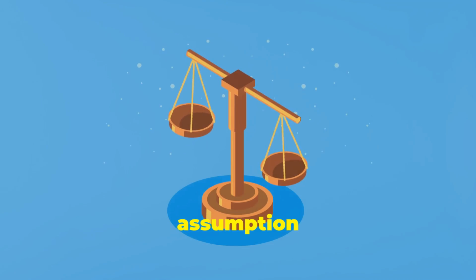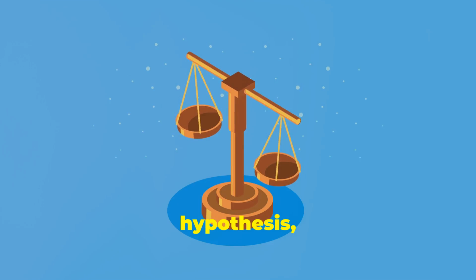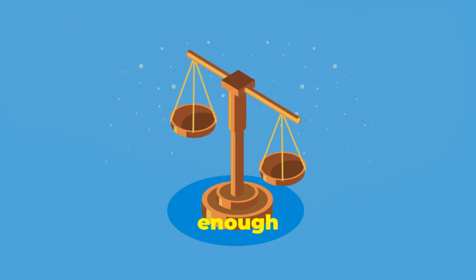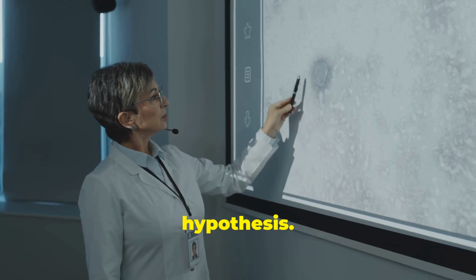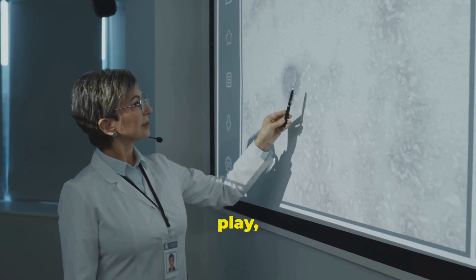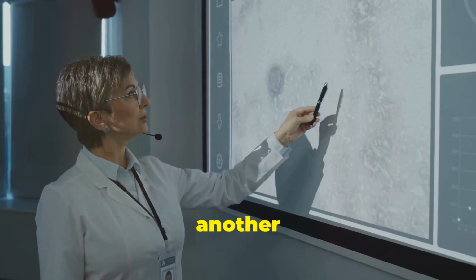You start with the assumption of innocence, or the null hypothesis, and only if there's enough evidence you reject it in favor of the alternative hypothesis. This is where p-values come into play, but that's a topic for another video.